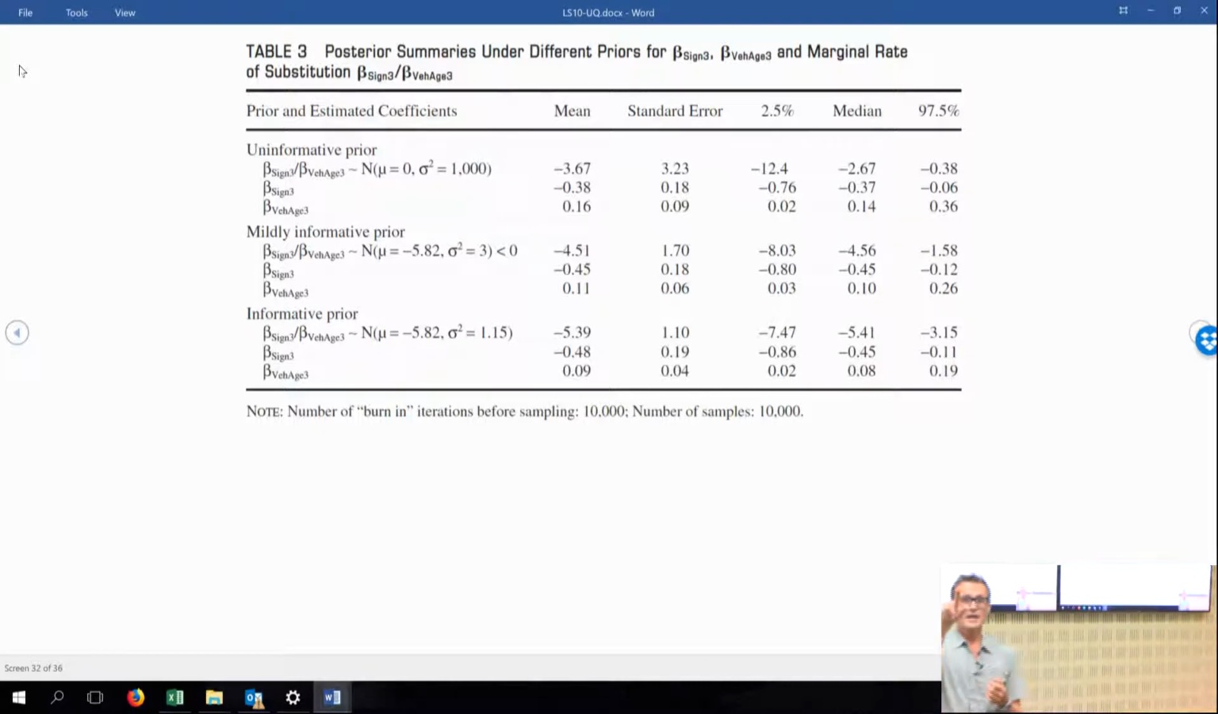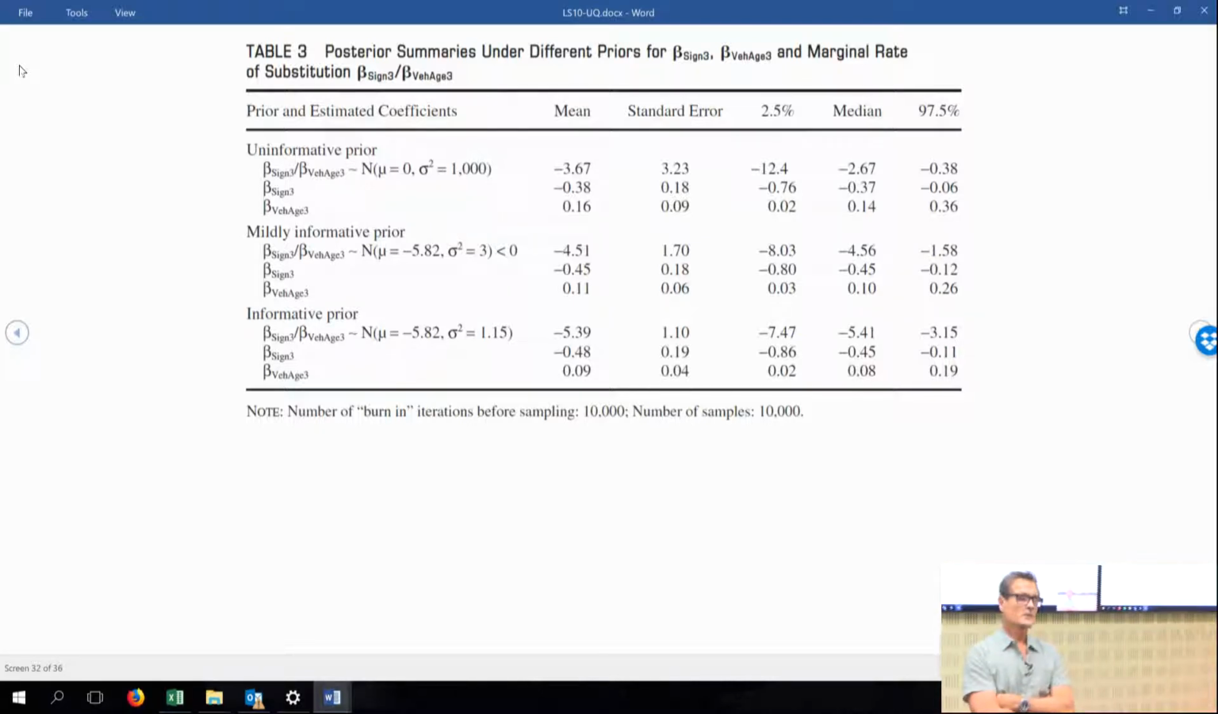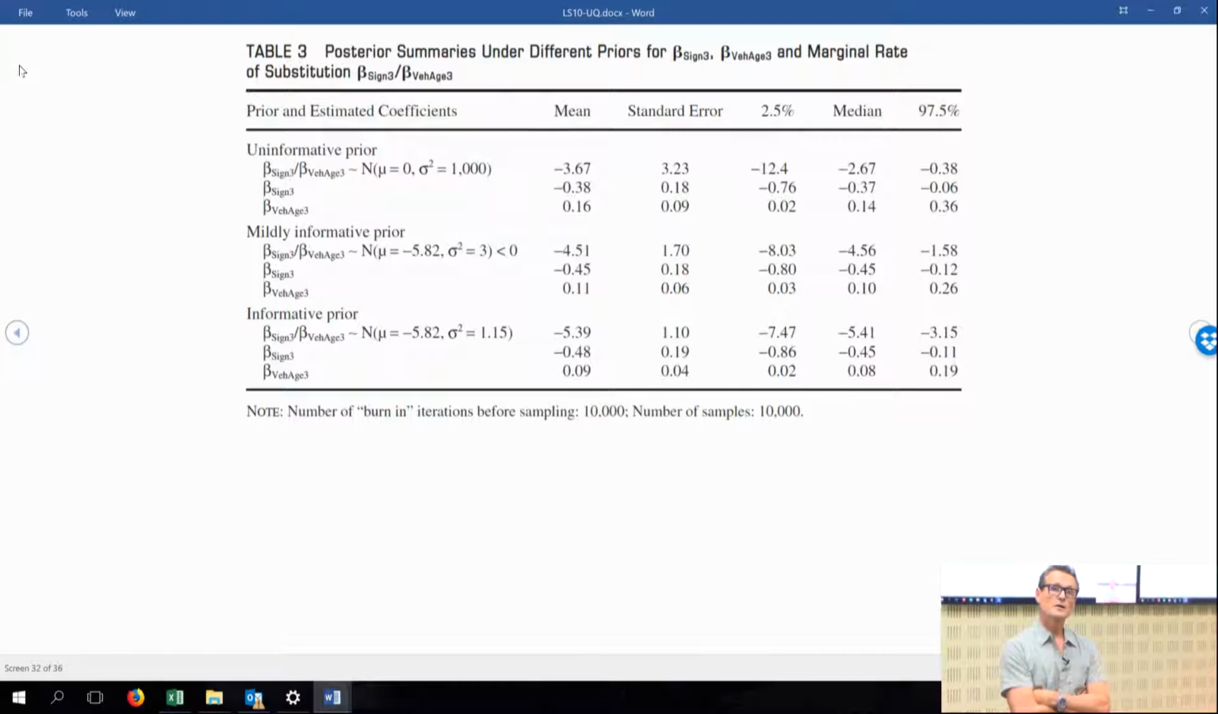So I have three models there. The top has uninformative priors, the middle a mildly informative prior, and the bottom an informative prior. In the top one, I assume the ratio is normally distributed with mean 0 and variance 1,000, so the ratio of those 2 parameters is very vague. In the second model, I've assigned a prior of minus 5.82, very specific, with variance of 3. And in the bottom, I assign a prior on that ratio of minus 5.82 and a variance of 1.15.